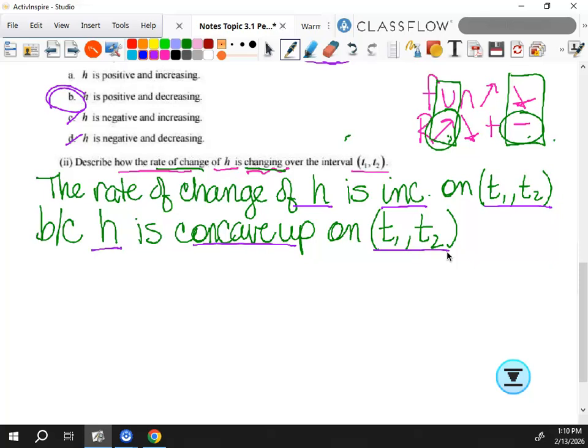Also, anytime you have an explanation that you have to write out, reread it. If you have the word it in it, mark out the word it and write what it is, okay? Even if your English teacher would be okay with it, nobody cares. Don't say it. Say what it is. You can't say the rate of change of H is increasing on T1 to T2 because it is concave up. What is it? Mark out it, put H. You with me on that?